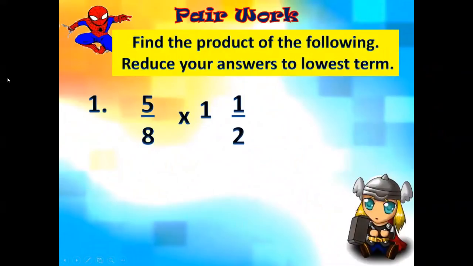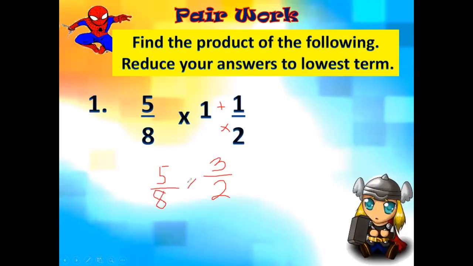Okay, so this is our topic for today. Find the product of the following. Reduce your answer to lowest term. How are we going to multiply a simple fraction with a mixed fraction? First, we need to change the mixed fraction into an improper fraction. So 1 and 1/2, we already discussed this earlier. To change a mixed number into improper, we multiply the denominator with the whole number and add the answer to the numerator. So 2 times 1 is 2, plus 1 is 3. Then copy the denominator. And for this other one, we just copy it.